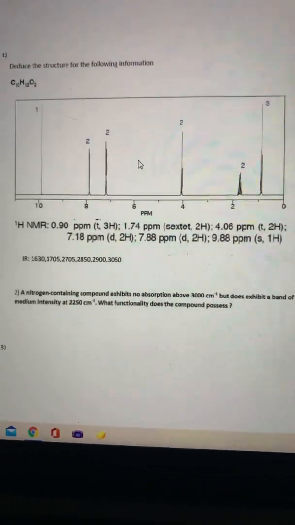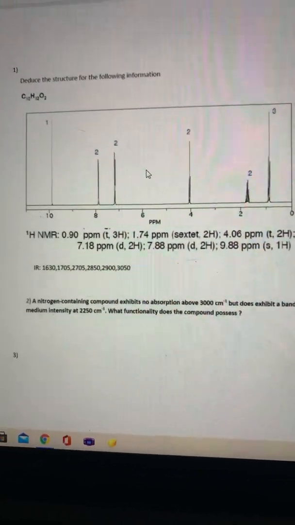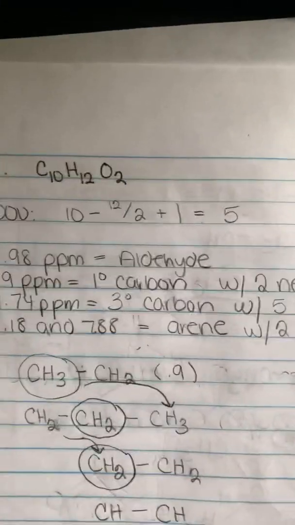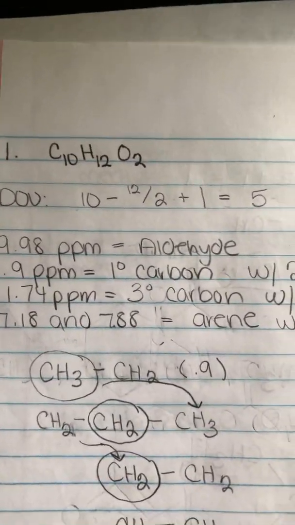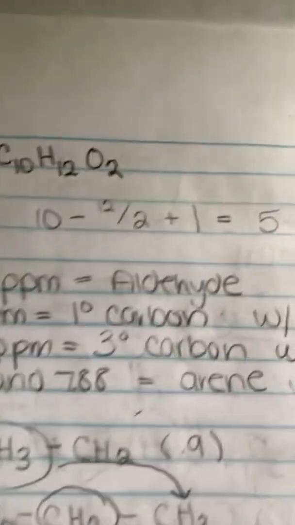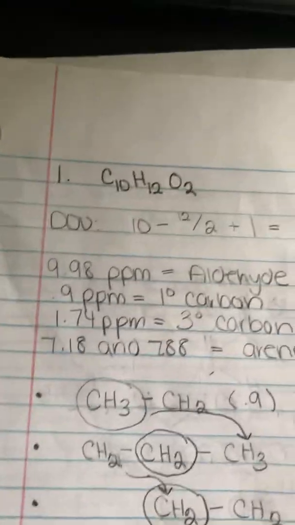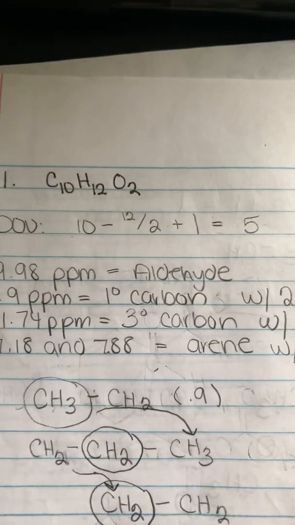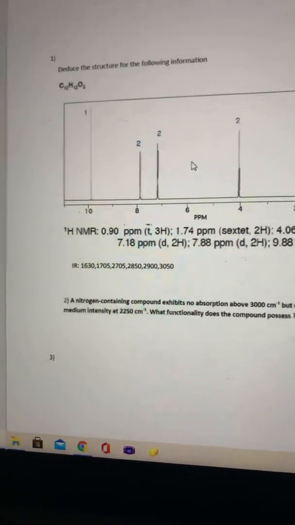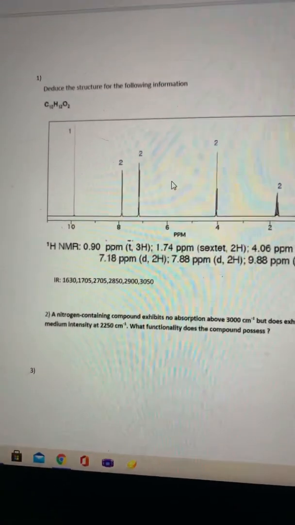So the first thing I did was calculate the degree of unsaturation for the molecule, and in doing so, I saw that there were 10 carbons, 12 hydrogens, no halogens, and we need to add a constant of 1. So 10 minus 12 over 2 plus 1 is equal to 5, knowing that we could potentially have a ring and several double bonds.